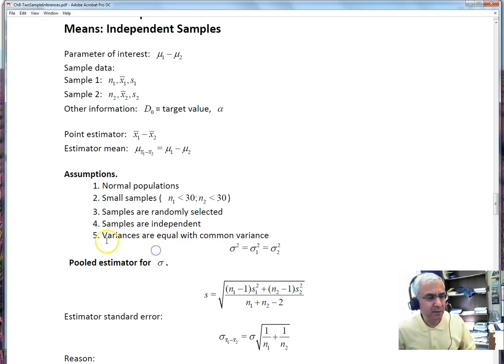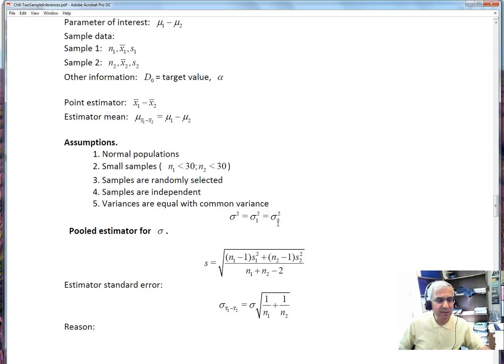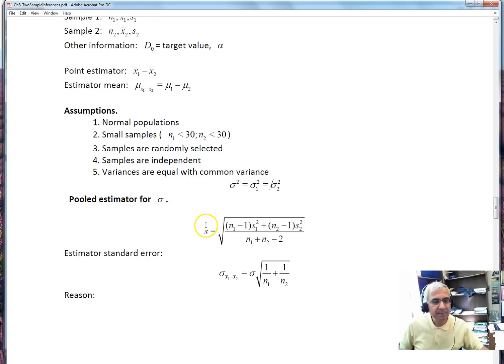We are only going to cover the case when the variances are equal, with a common variance. Because the variances are equal, we need one estimate for the common variance. We call it the pooled estimator for the common variance sigma squared.